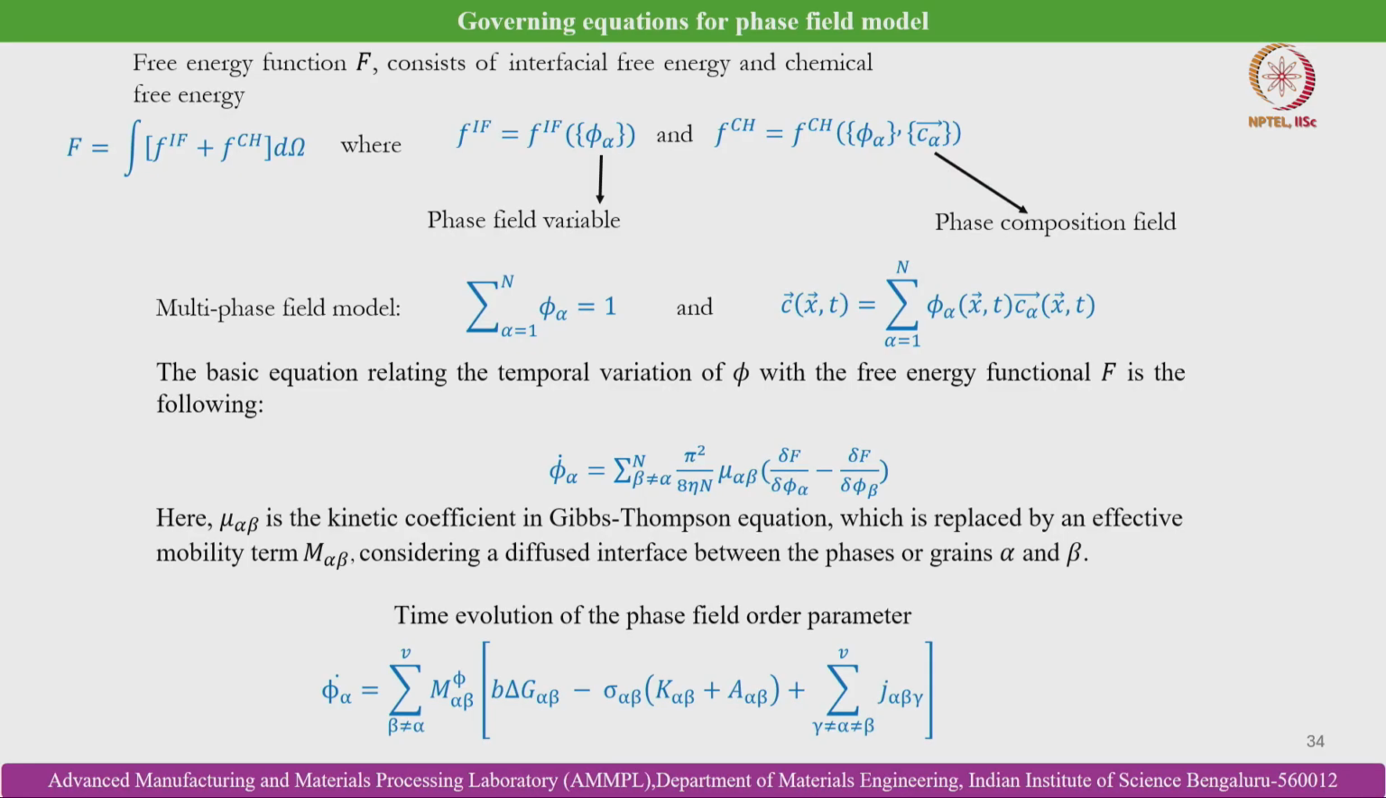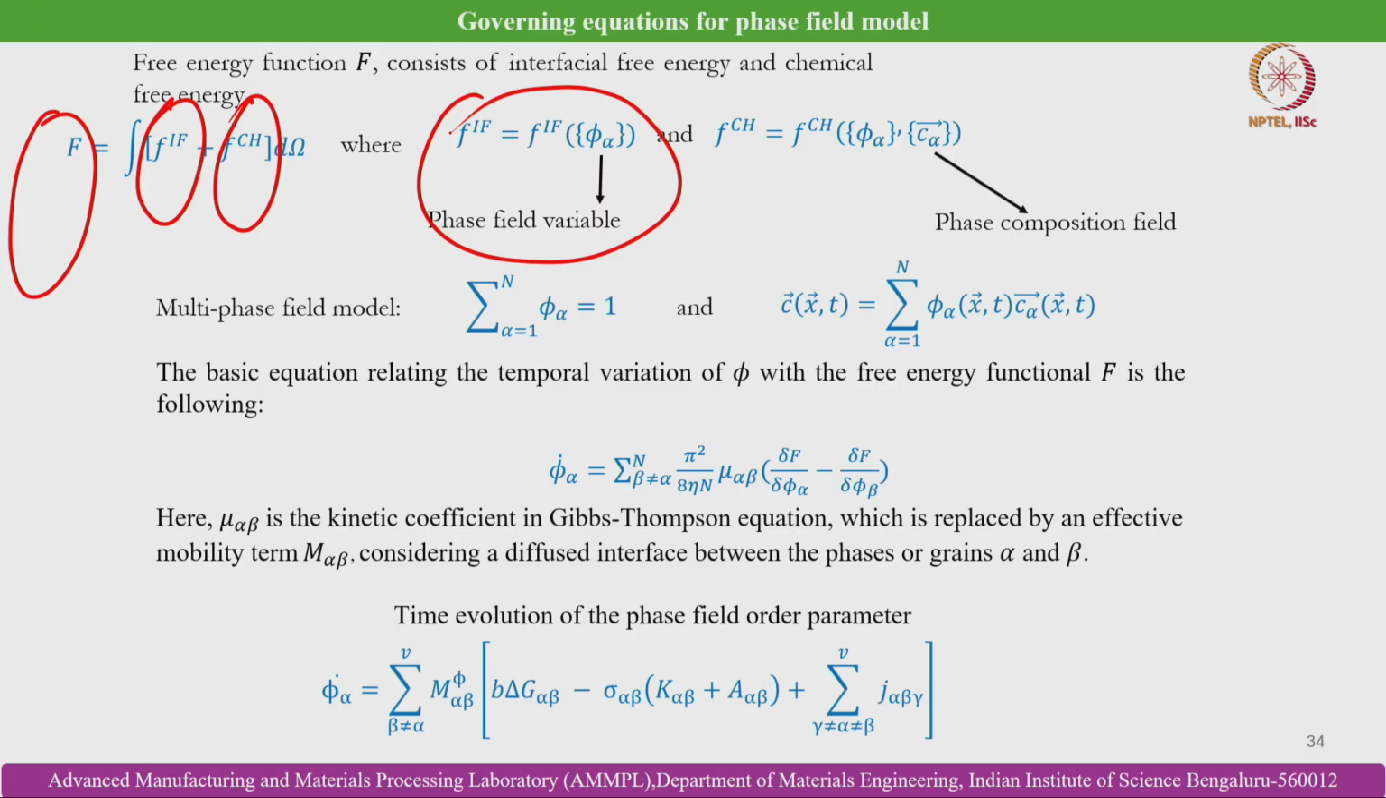So, coming to the phase field model governing equation. The free energy function F consists of interfacial free energy and chemical free energy. As you see, this is the free energy functional capital F, and FIF is the interfacial free energy component, and FCH is the chemical free energy component. FIF is a function of phi alpha, that is the phase field variable, and FCH is a function of both the phase field parameter as well as the phase composition field C alpha.